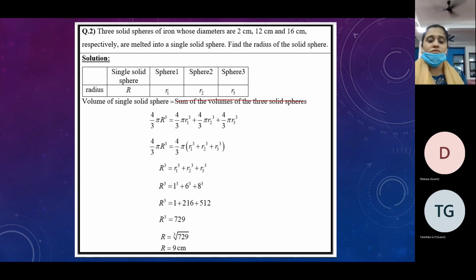Instead of this, you can also write it is equal to volume of sphere 1 plus volume of sphere 2 plus volume of sphere 3. See, instead of this line, children, all of you please write this.